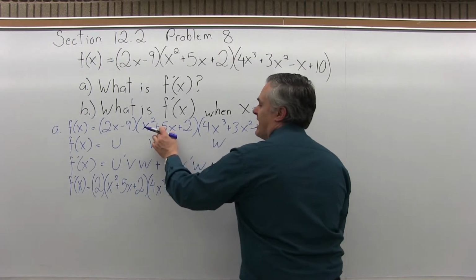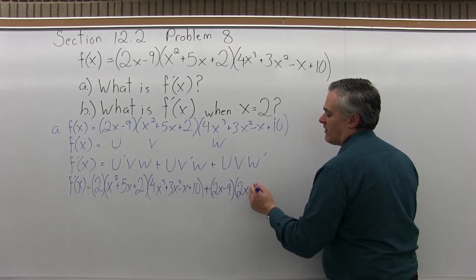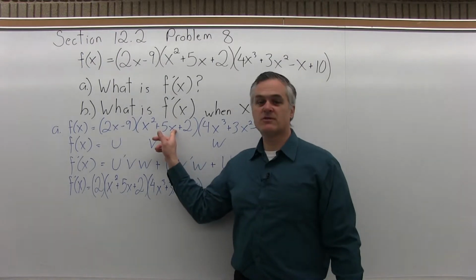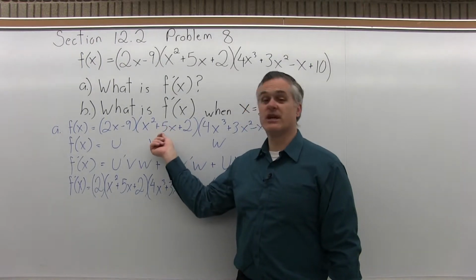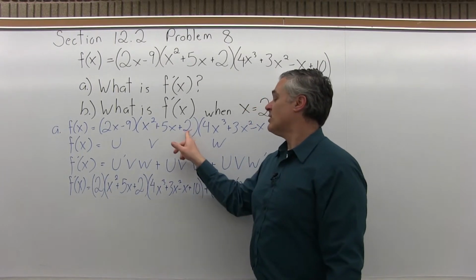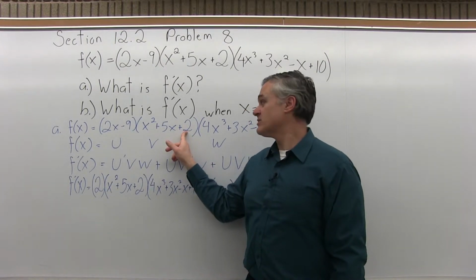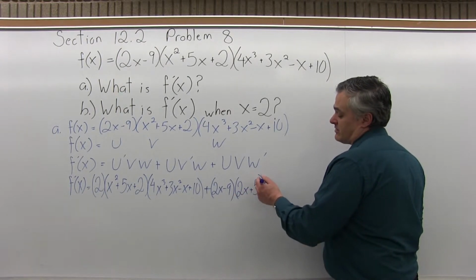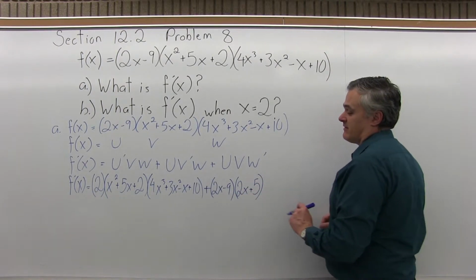The 5x gives me a derivative of 5. Again, I'm taking the derivative of something with an x to the first power. The derivative is just the number in front of the x, just the 5. The plus 2 on the end has no x with it, so its derivative is 0. So 2x plus 5 plus 0 can certainly be written just 2x plus 5.